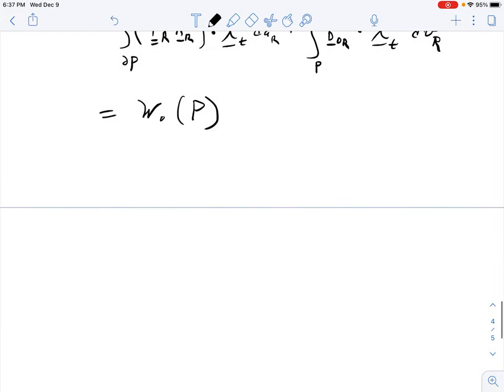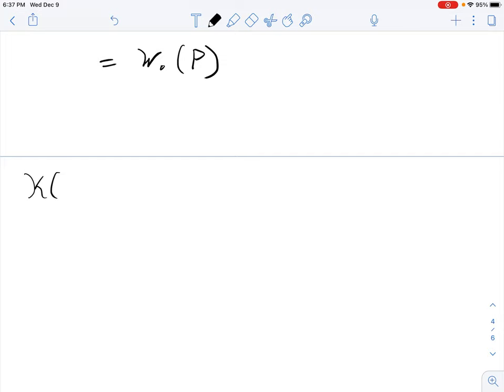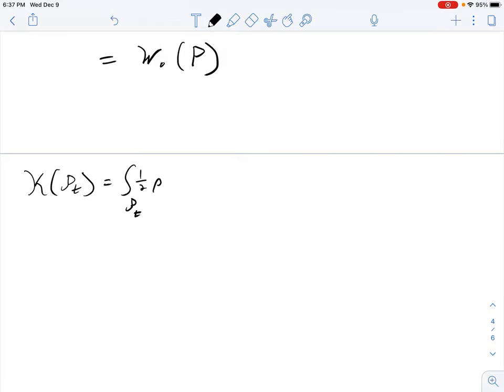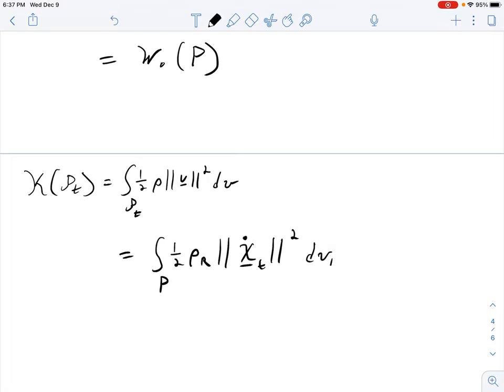We'll do the same thing for the kinetic energy. So the net kinetic energy is equal to the integral over the spatial region of 1/2 rho magnitude of v squared dv. And in the material configuration, that is equal to the integral over the material region of 1/2 rho r magnitude of chi dot squared dvr, and we'll call that the net kinetic energy evaluated on that material region.